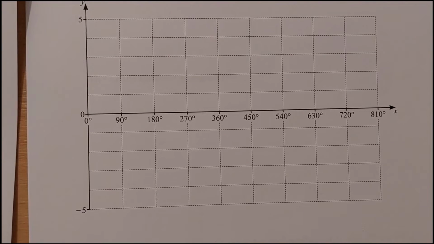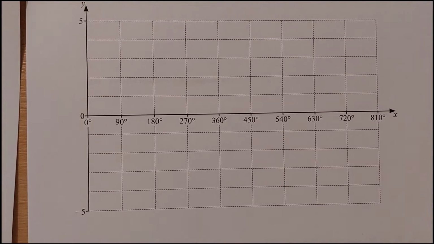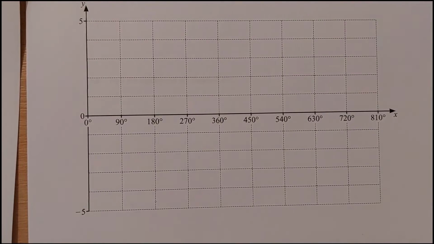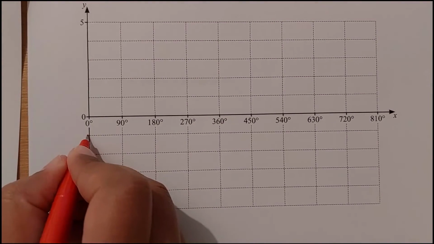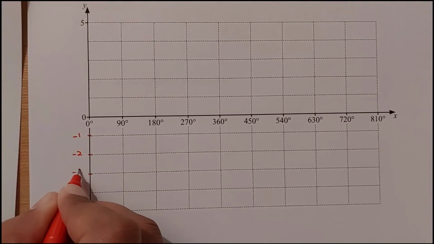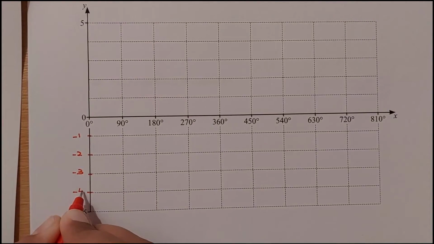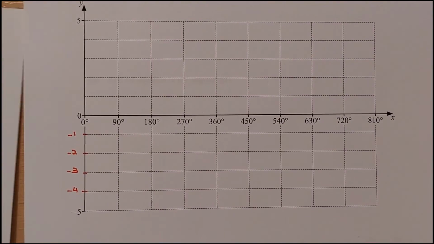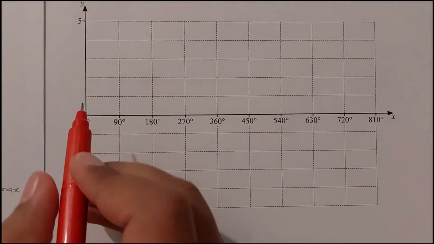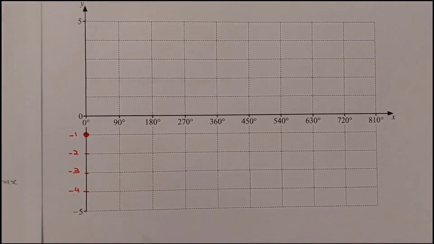So this is our coordinate axis. First, we can say these are the points 1, 2, 3, 4, 5. The y values are all negative, so we can say this is -1, -2, -3, and -4, right? As you can see, the first point is 0, -1. When x is 0 degrees, the y is -1, this point, right?